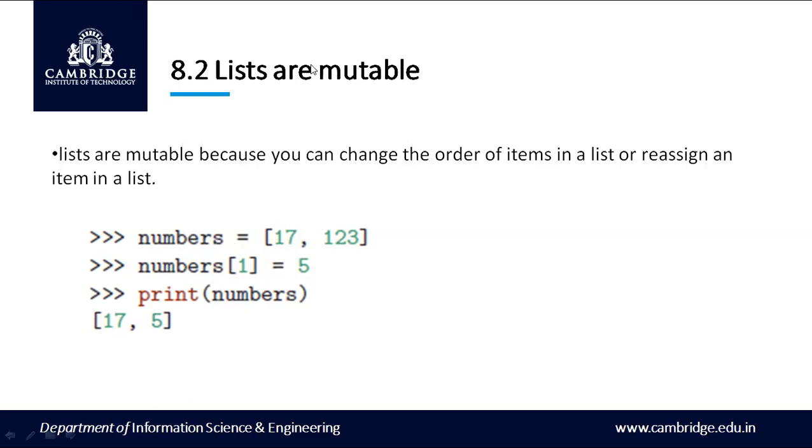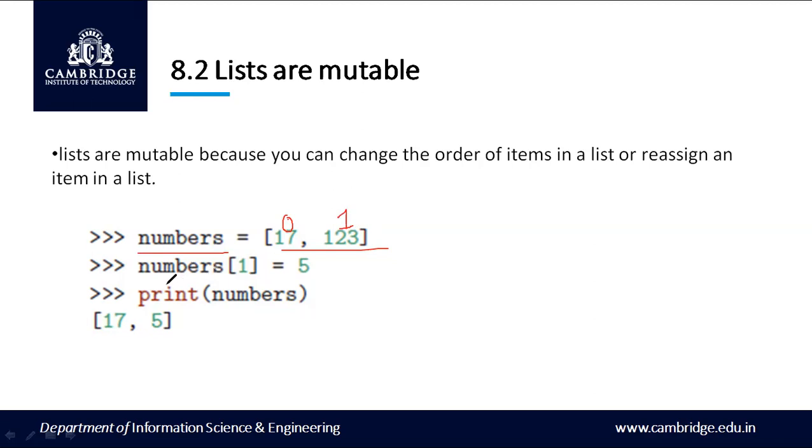So here you can see in this example, we have a list called numbers, and within this list we have two items. The first one is 17 and the second one is 123. Lists also have offset values. The first item has the offset value 0 and the second item in this list has the offset value 1.